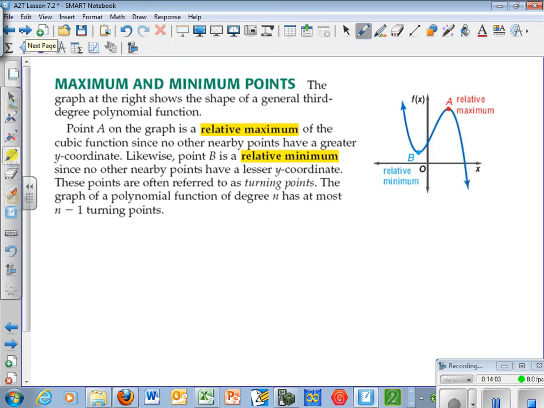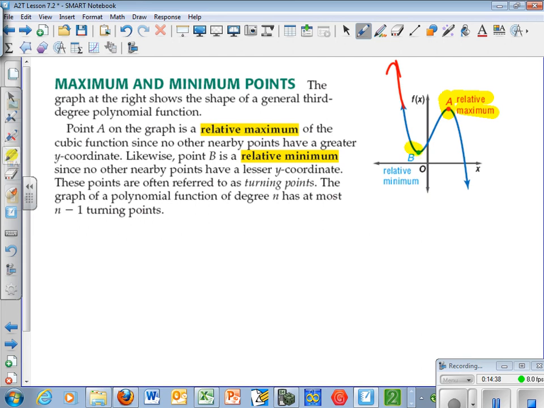Alright, we're going to talk about relative max and relative min. Maximum and minimum points: the graph at the right shows the shape of a general third-degree polynomial function. Notice its end behavior is in opposite directions. Third degree. Point A on the graph, this point right here, is called a relative maximum. Relative to the x values around it, it's the highest point. Now, it's not the highest point of the graph because this goes infinitely up, but relative to those x values that it's around, it's kind of a turning point.